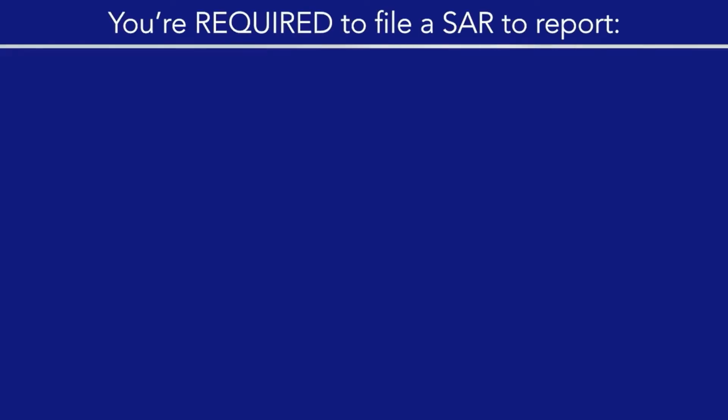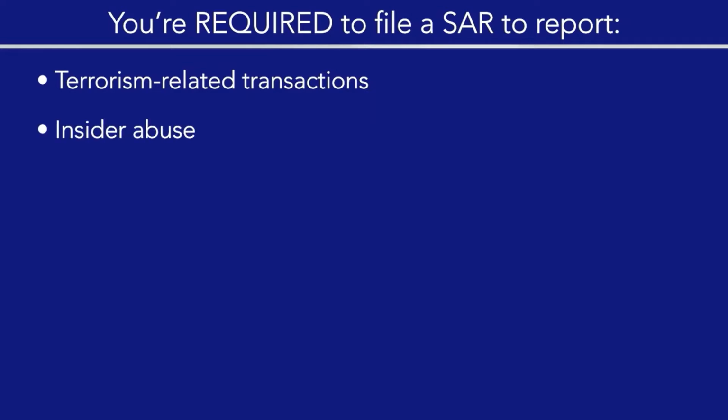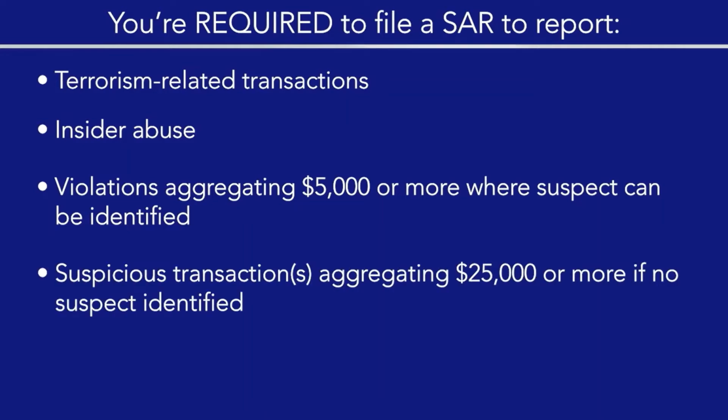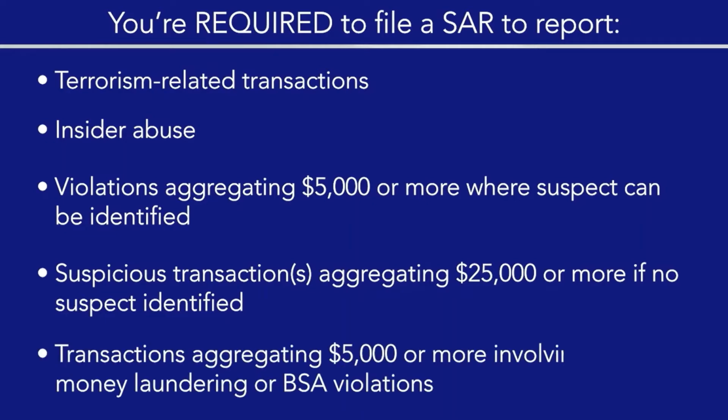Your institution is also required to file a SAR to report transactions that may be related to terrorism against the United States, insider abuse involving any amount of money, violations aggregating $5,000 or more where a suspect can be identified, a suspicious transaction or series of transactions aggregating $25,000 or more if no suspect has been identified, transactions aggregating $5,000 or more that involve potential money laundering or violations of the Bank Secrecy Act.